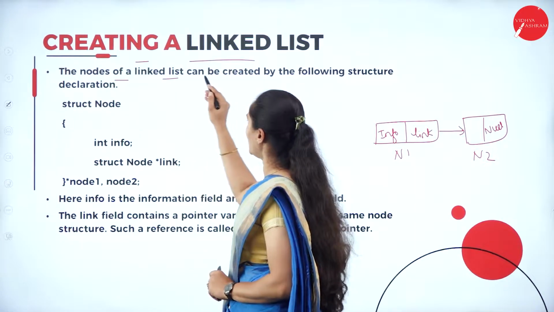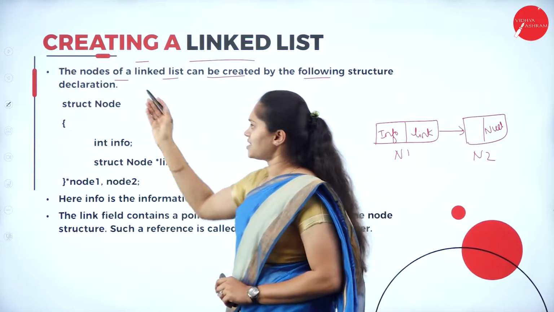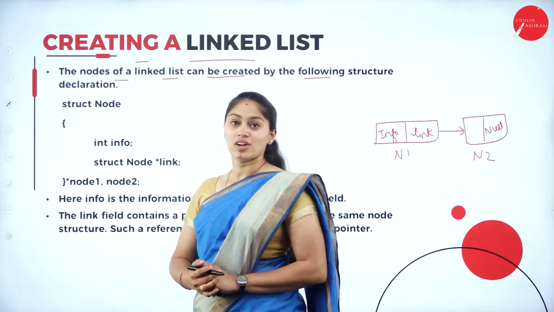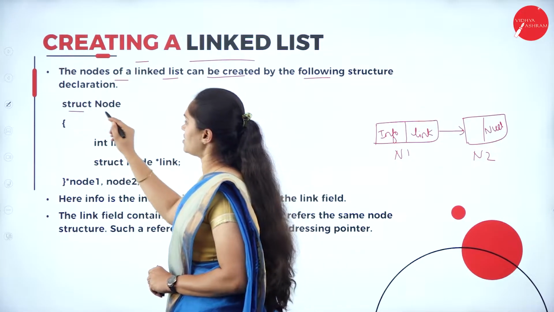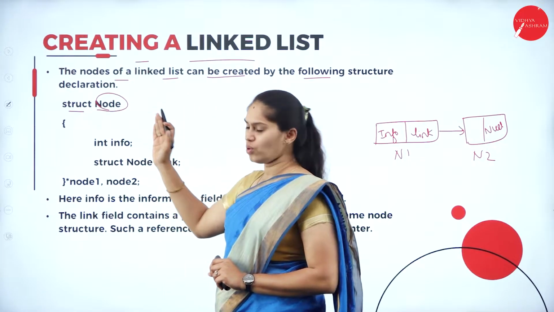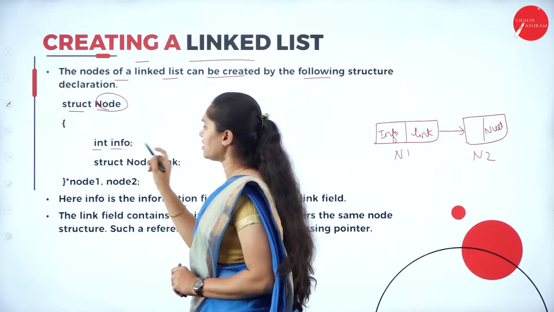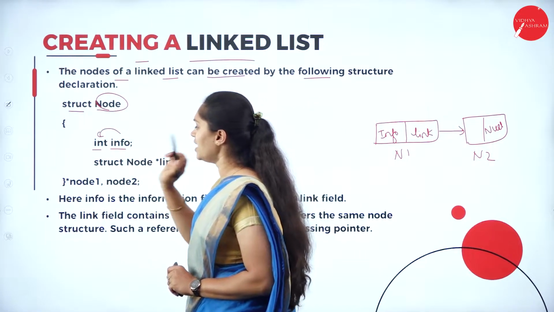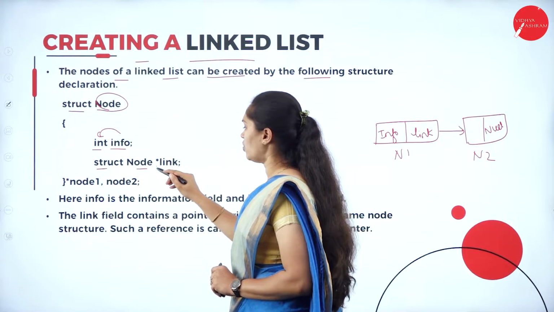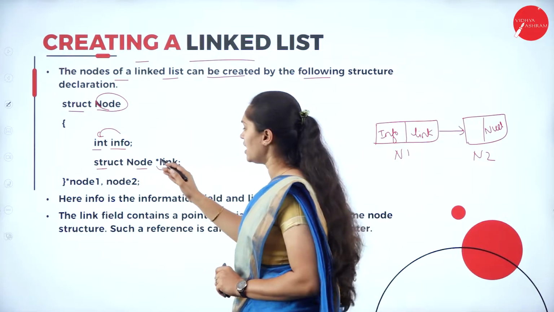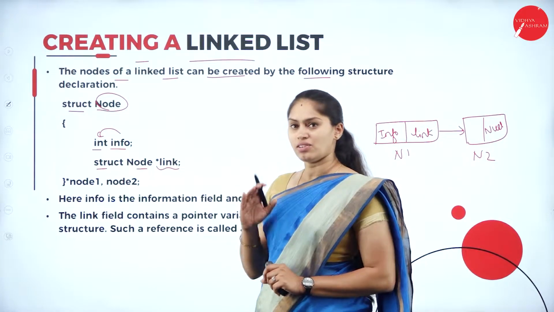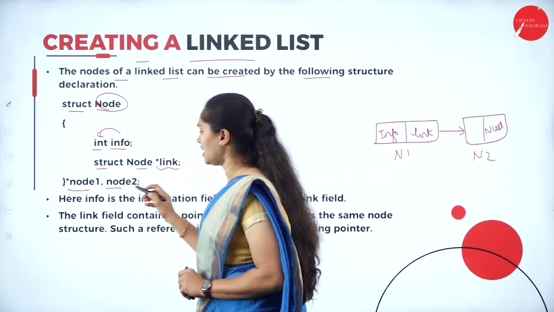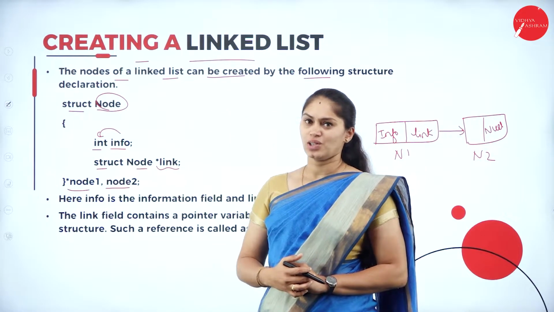The nodes of a linked list can be created by the following structure declaration. So we are creating a structure which will be helpful in order to create a node as well. Here struct, and the struct name is node, and it will have int info. I'm taking info as a variable of data type integer, and I'm creating a node which will have a link. Here we have a pointer variable that will hold the address of the next node of a linked list. And here you can create any number of nodes that you want to create.